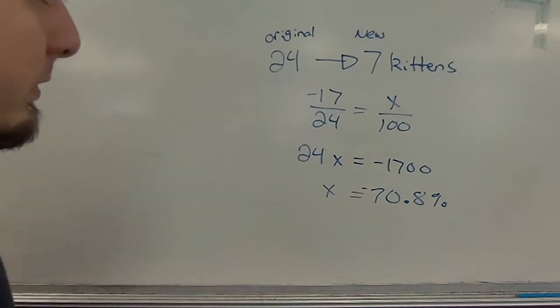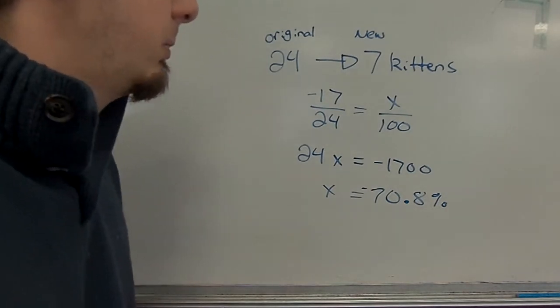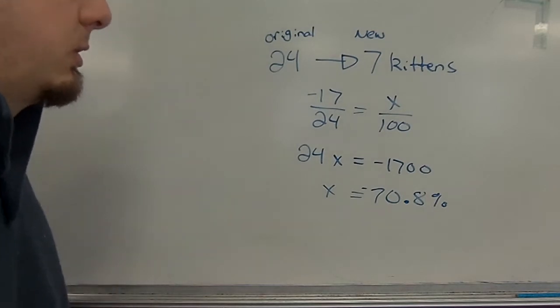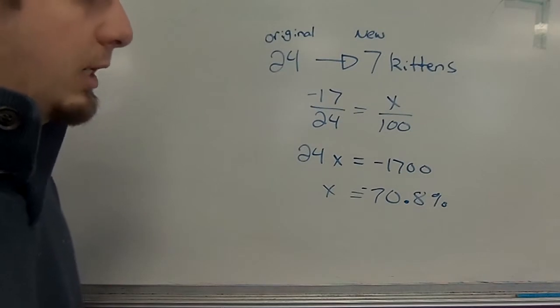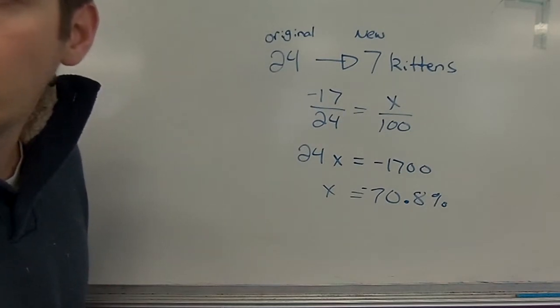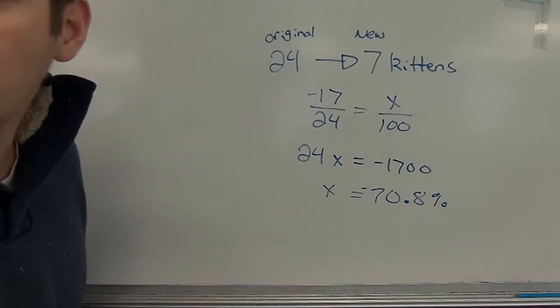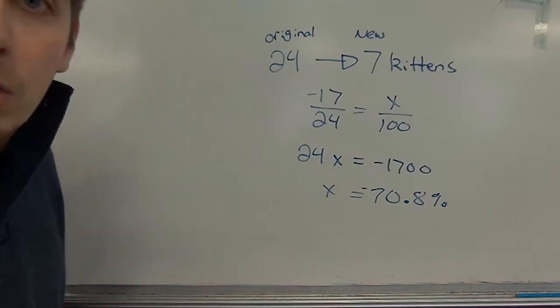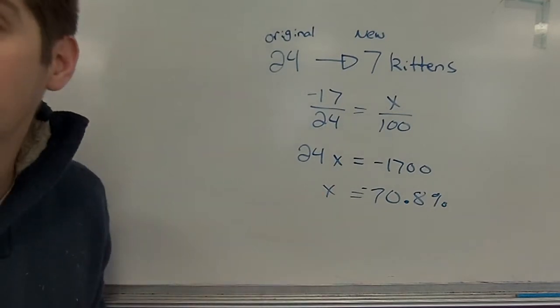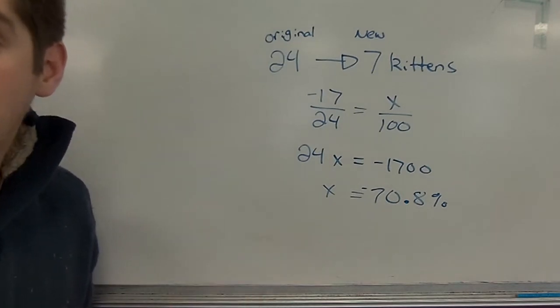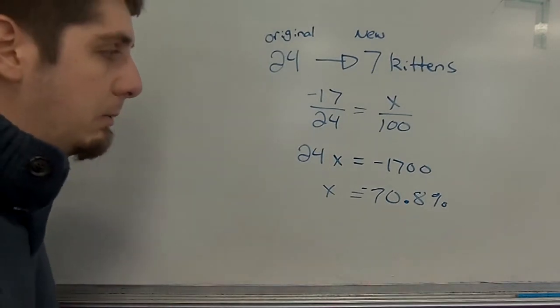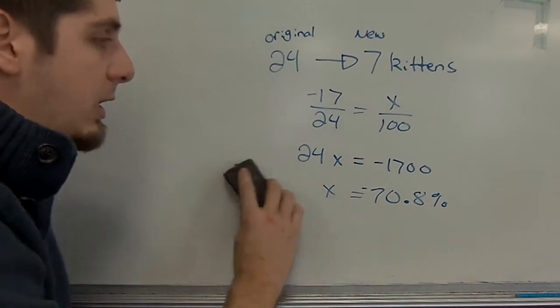So that's really all there is to this section. You're just going to be finding percentages of increase and decrease, following this same method over and over again. There are no real variations to this. The only thing that's going to change is the labels. You might go from kittens to talking about money, to talking about speed, to talking about teachers, students, animals, whatever it may be, height, all kinds of things.